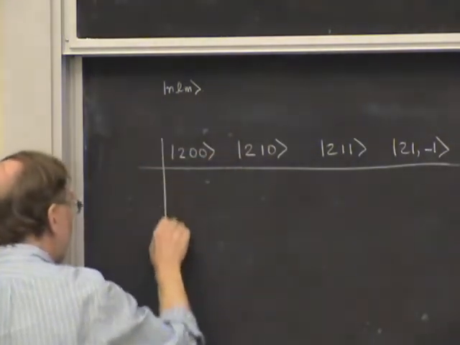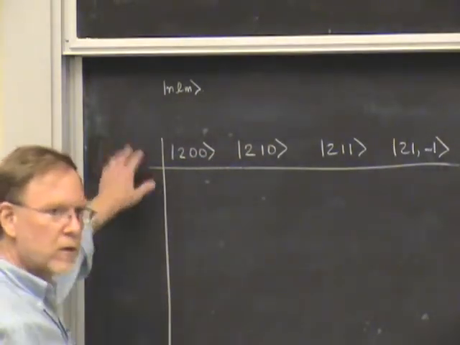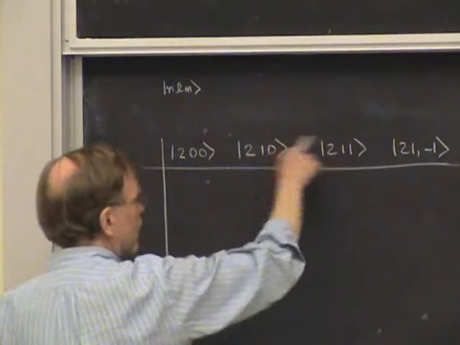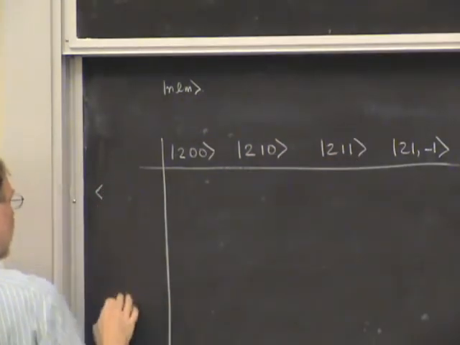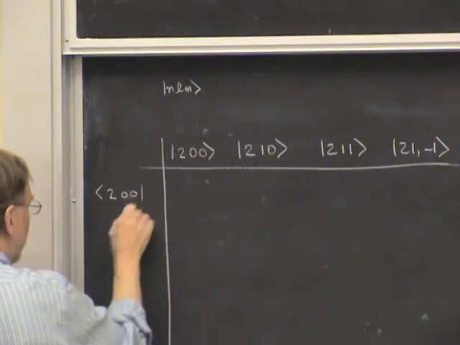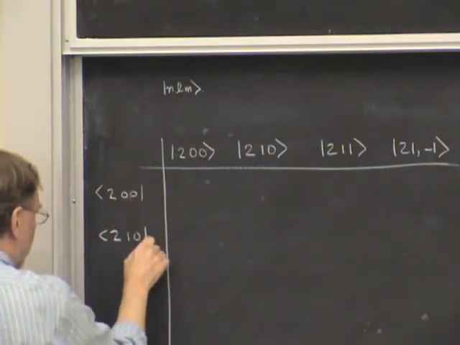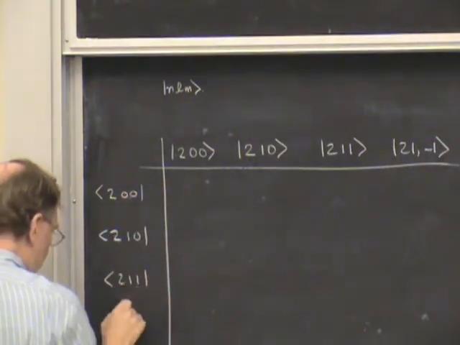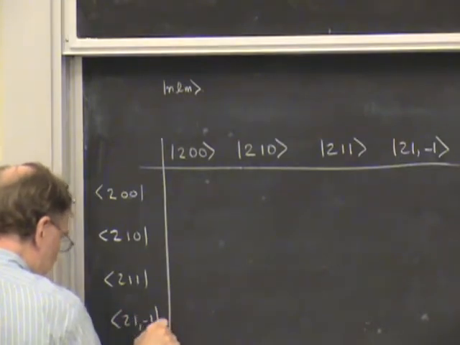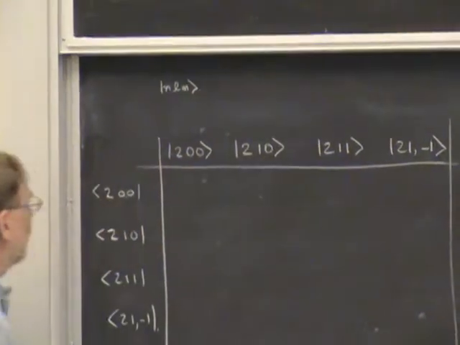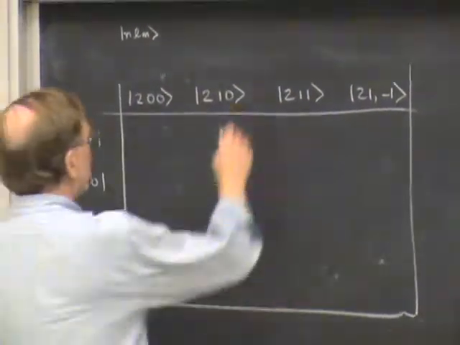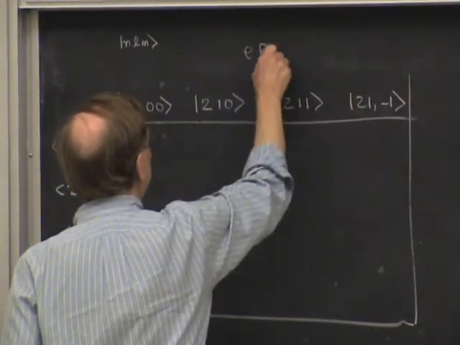And so we're going to have a 4 by 4 matrix. So let me just set it up like this. I'll write kets across the top row, and I'll write bras down the column here. So this is 2, 0, 0, 2, 1, 0, 2, 1, 1, and 2, 1, minus 1, like this. So we're going to have a big 4 by 4 matrix like this. And we want to sandwich around this the perturbation, which is eFz. This is the H1.